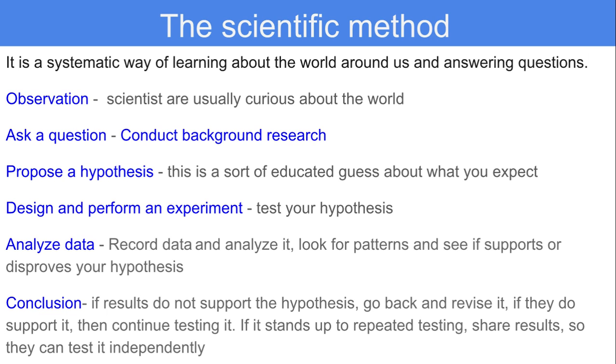If results do not support the hypothesis, go back and propose another hypothesis, or revise the hypothesis you have, whatever you need. And you go on with designing another experiment, performing the experiment and getting data, and you continue testing it. But if your data support your hypothesis, you do repeated testing, because you want to have these results more than once.